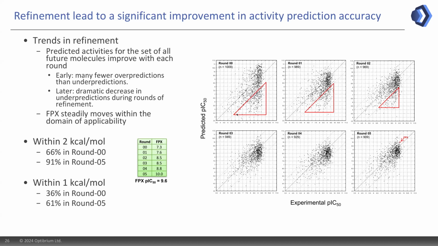The red triangle shows that there were a significant number of under predictions in the early rounds, but as you add the 20 molecules to the training set in each subsequent round, you can see that the under predictions decrease and decrease, and that your accuracy is moving within those 2 kcal per mole areas. If we quantitatively looked at it, beginning in round 0, we had 66% within 2 kcals per mole, but 91% by round 5. Within 1 kcal per mole, 36% was increased to 61%.